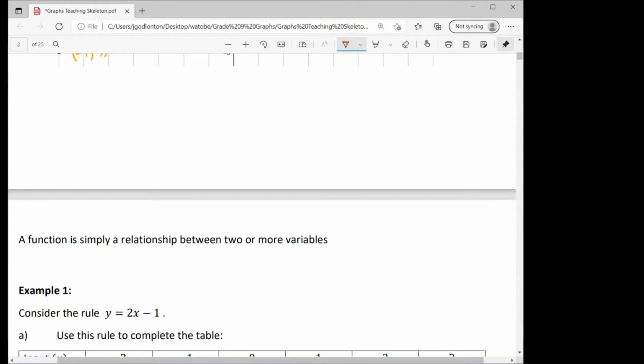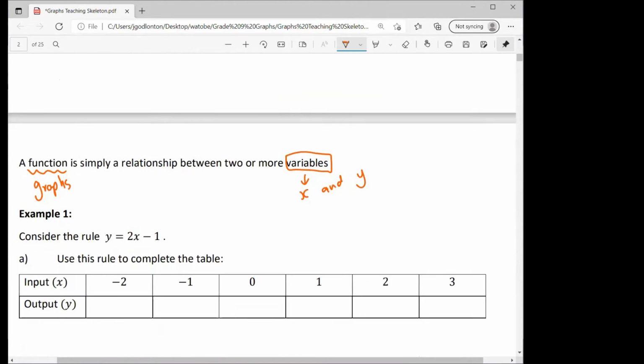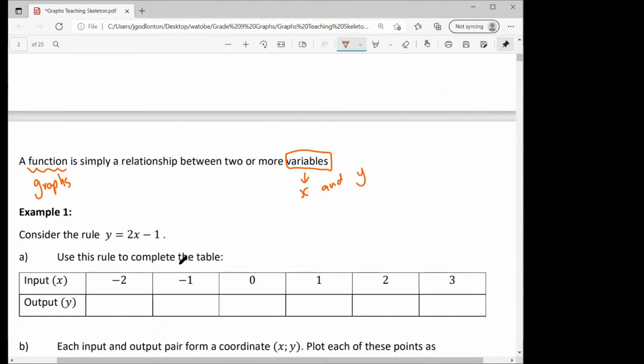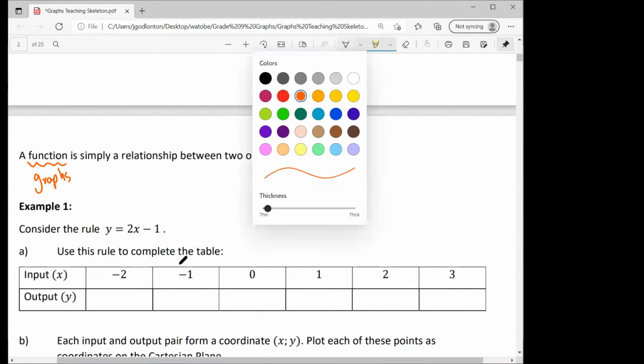When we're dealing with a function, or like what we're talking about now, when we're dealing with graphs, it's just a relationship between two or more variables. And when we're talking about variables, we're talking about our letters. So like X and Y. Okay. So this should be something that you remember from grade 8 when you did patterns and you did tables. It's nothing new. We're just going to go through it quite slowly and just explain a couple of things, and then I'm going to let you fill this in and we'll go from there.